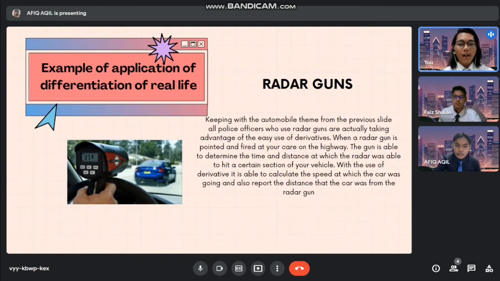When a radar gun is pointed and fired at your car on the highway, the gun is able to determine the time and distance at which the radar was able to hit a certain section of your vehicle. With the use of derivatives, it is able to calculate the speed at which the car was going and also report the distance that the car was from the radar gun.